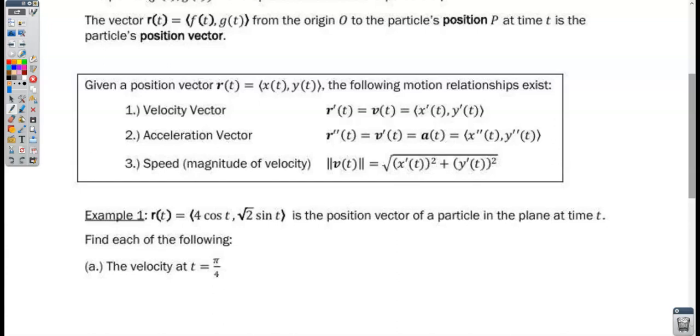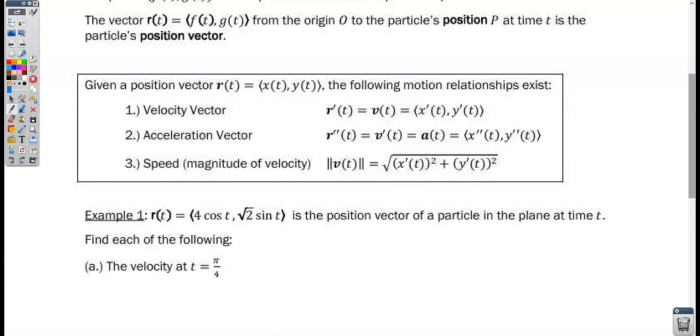The acceleration vector is just the derivative of the velocity vector, which we get by taking the derivative of the components of the velocity vector, or the second derivative of the components of the position vector. And then speed, which is the magnitude of velocity: all we're going to do is find the magnitude of the velocity vector, by taking the square root of the components of the velocity vector individually squared. All right, so let's look at our first example, where we'll find some of these pieces of information.